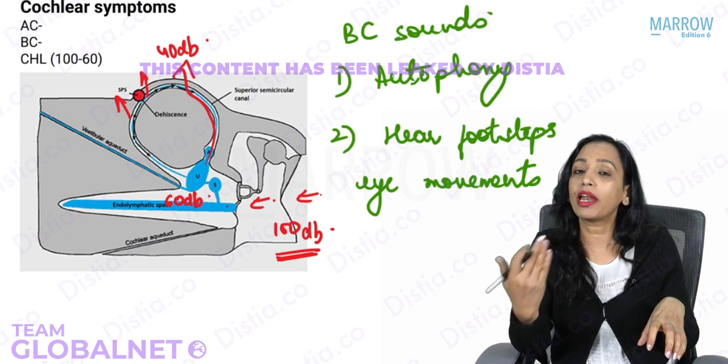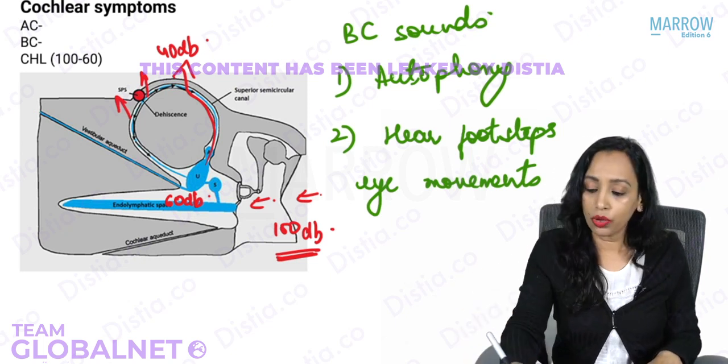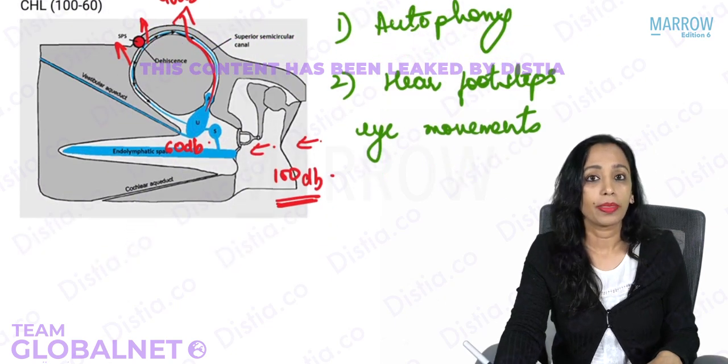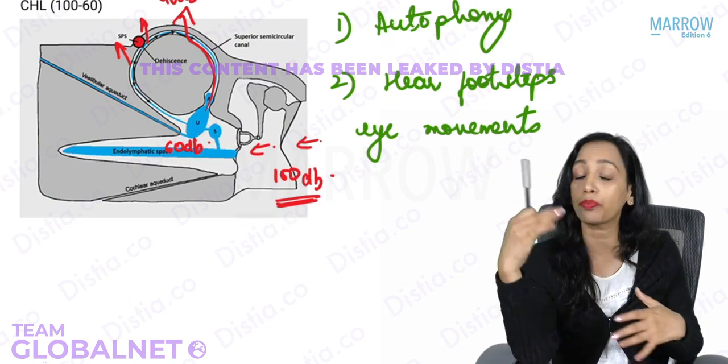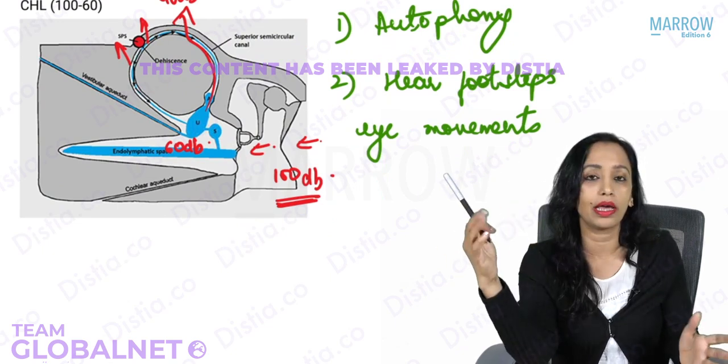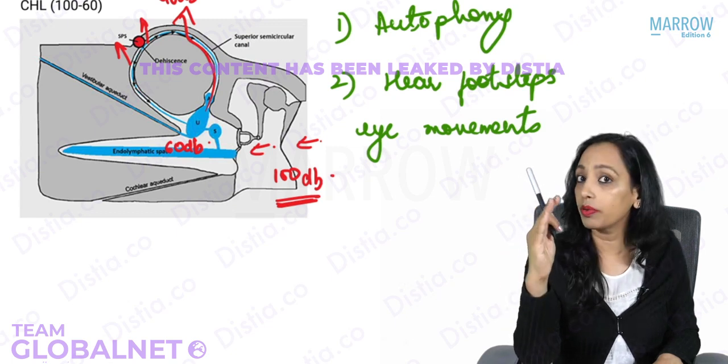So that will be manifested as a conductive hearing loss. Yes. So when we test this patient for the bone conduction sounds, the patient will be hearing so nicely. But when we test the air conduction, patient will be hearing less.